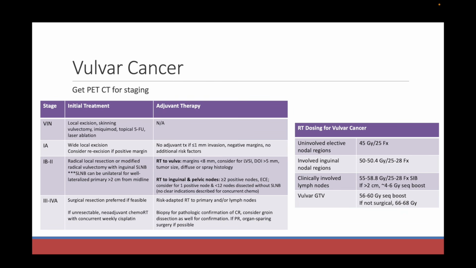Indications to treat the inguinal or pelvic lymph nodes are if they have 2 or more positive nodes, or if they have extracapsular extension. You can also consider it if they have 1 positive node and a small dissection where they had less than 12 lymph nodes dissected. And there's no real clear indications described for concurrent chemotherapy, but I would just keep these in mind for indications for postoperative vulvar cancer.